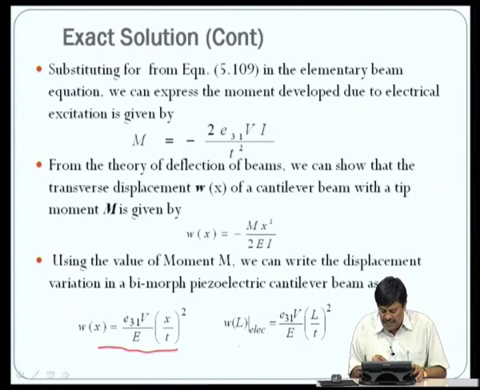Suppose we take x equal to L, that is at the tip. We get e31 V by E into L by t whole square. So we can see that when we increase the voltage for a given material, the deflection increases, or when we decrease the thickness or increase the length, the deflection increases.